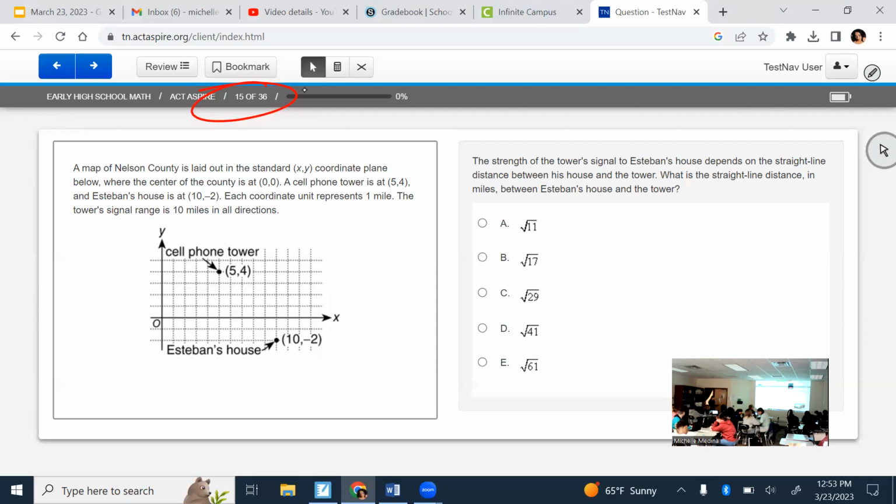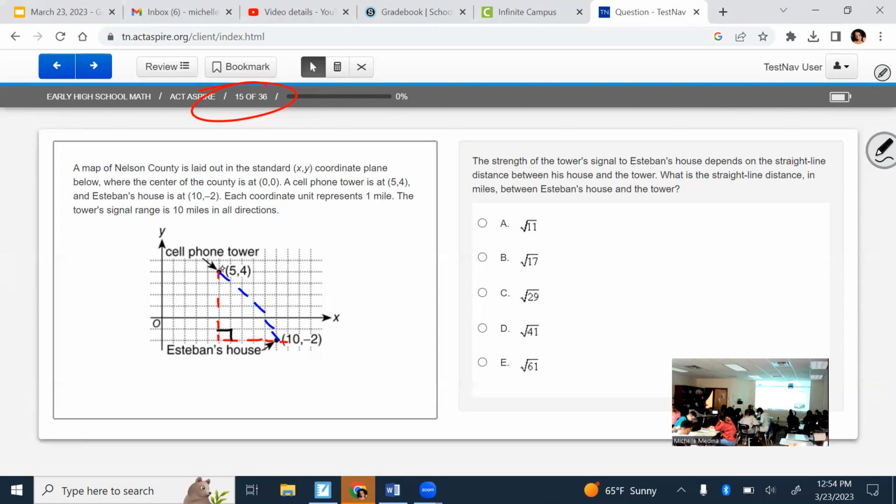So what might be a good strategy is to make a triangle out of this. And then the straight line from Esteban's house to the cell phone tower would be what we call the hypotenuse. I feel like that might be easier than memorizing the distance formula. So hypotenuse is like the longest side of a right triangle. What's needed in a right triangle? And by making these straight lines, that makes a 90-degree angle here.